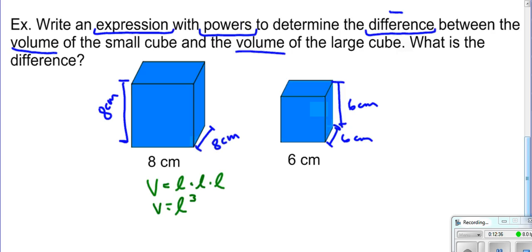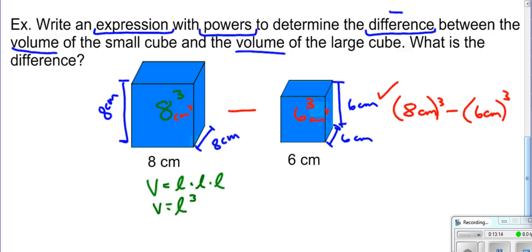So in our large cube, we have a volume of 8 to the power of 3. And in the small cube, we have a volume of 6 to the power of 3. Then we would make sure we have our centimeters in there, and our centimeters would also be cubed. We want an expression with powers that shows the difference between them. So 8 centimeters cubed, take away 6 centimeters, all cubed. Okay, so this is our expression, so that's the first thing done.